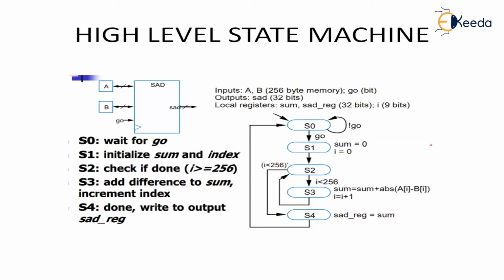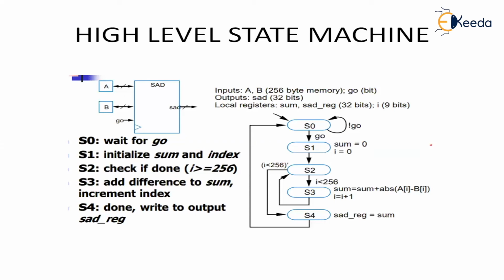Now what we want to do: first go wait in S0 state. I am waiting for my go signal to come. My go signal has come. Once the go signal has come, I have to go to the next state. What is the next state? S1. In S1 state, I have to make my sum register equal to 0.